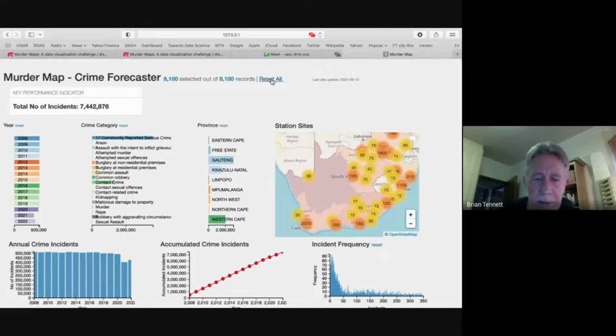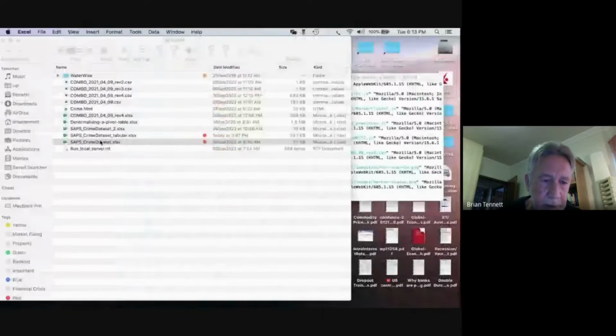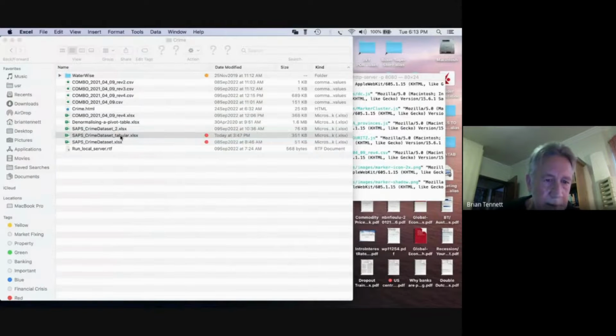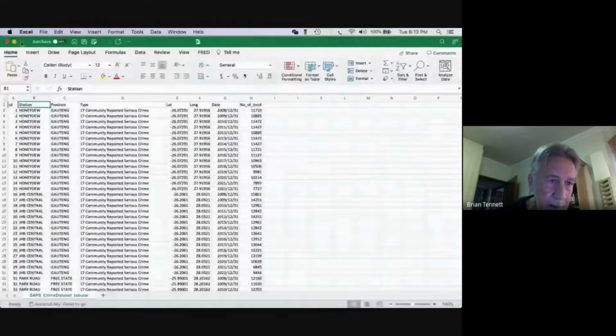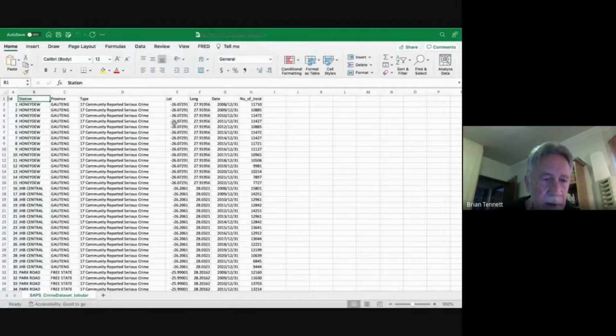It's probably best explained if I show you on the data sheet. So this was the original data sheet, and it's in a matrix format, which was a problem for me. So I converted it into a tabular format, so that each record was associated with a particular date. That was the first step I did. So this is the modified data set. You can see now on a particular day, there's an individual entry for a particular crime at a particular station in a particular province. And I also included the GPS data here.